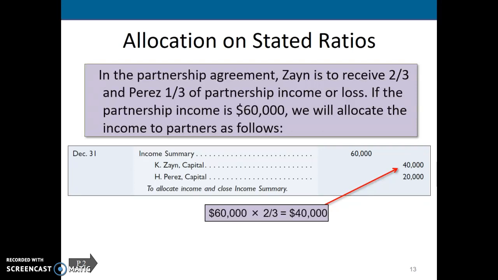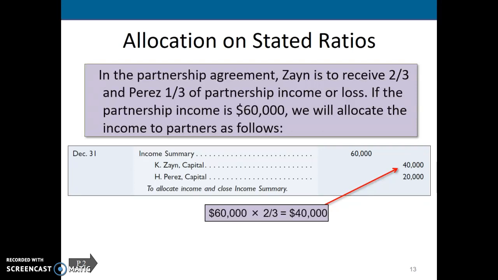For the first one, we're looking at Zane. Zane gets 2/3 of the total net income. This time it's good, it was positive at $60,000. So Zane gets 2/3 of that $60,000. If we take 60,000 times 2/3, we get 40,000. So Zane is going to get 40,000 of that net income attributed to their capital account.